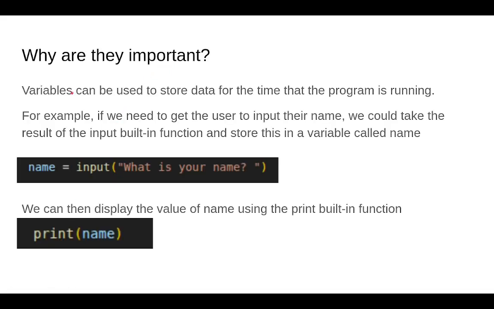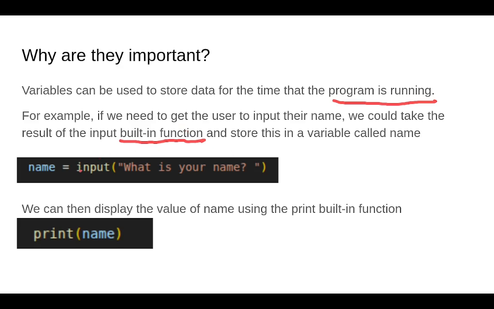Why are they important? Variables can be used to store data for the time that the program is running. Now, this means if you close your program, all of the variables you are currently using are deleted, and they'll be remade when you rerun your program. So, for example, if we need to get the user to input their name, we can take the result of the input built-in function. A built-in function is a piece of code built into Python that you can use on any computer that's running Python.